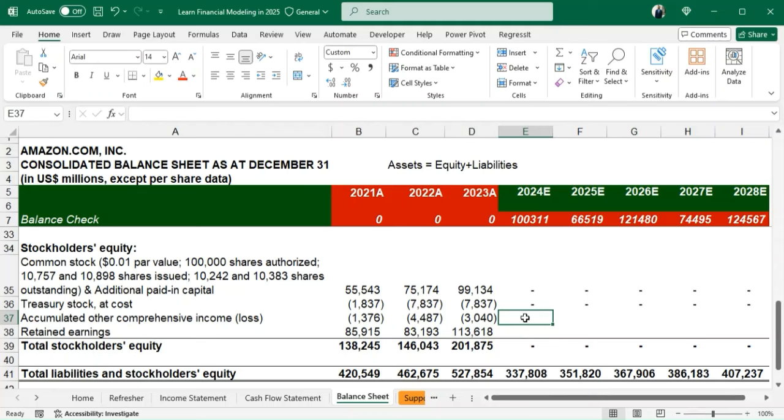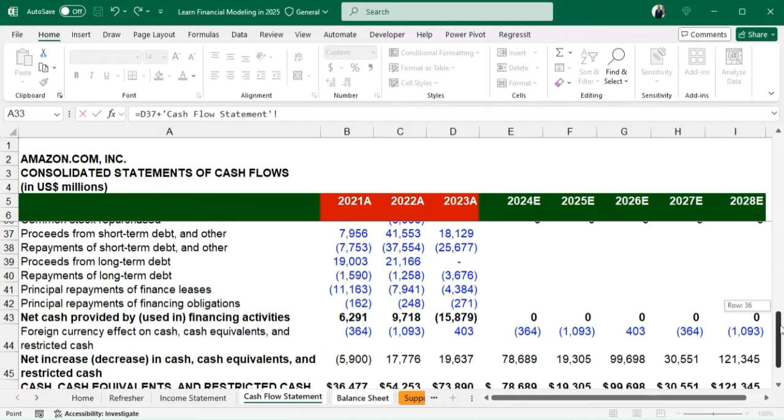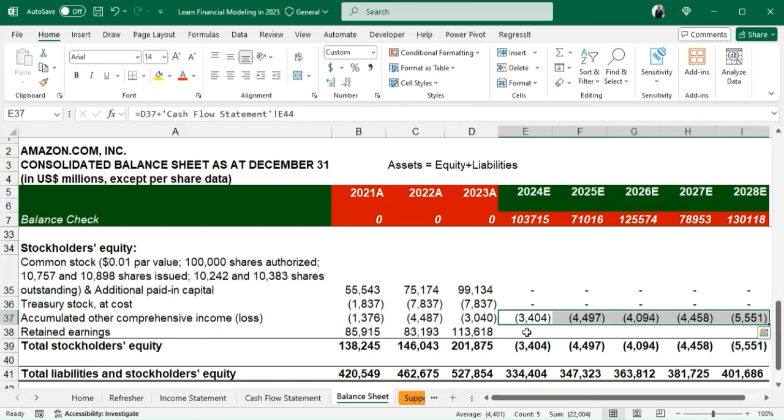All right. Then we also have accumulated other comprehensive income or loss. So that is going to be equal to our previous figure. I'm going to add effect of exchange rate on cash from our cash flow statement. So I'm going to scroll down, effect of foreign currency on our exchange rate. This is an other comprehensive income item, and so I'm going to add that to that, and then copy this to the right using Control R.